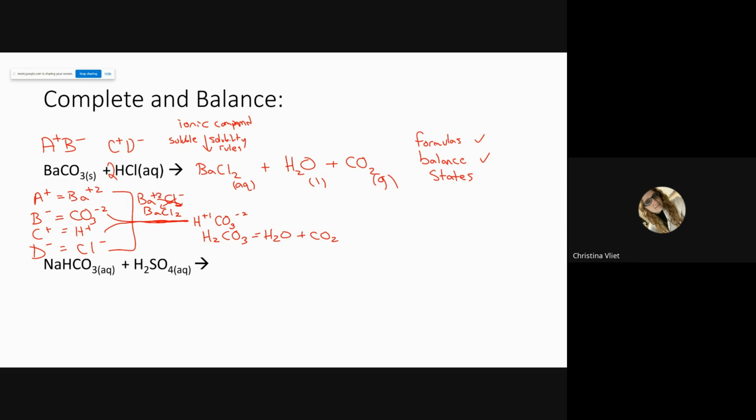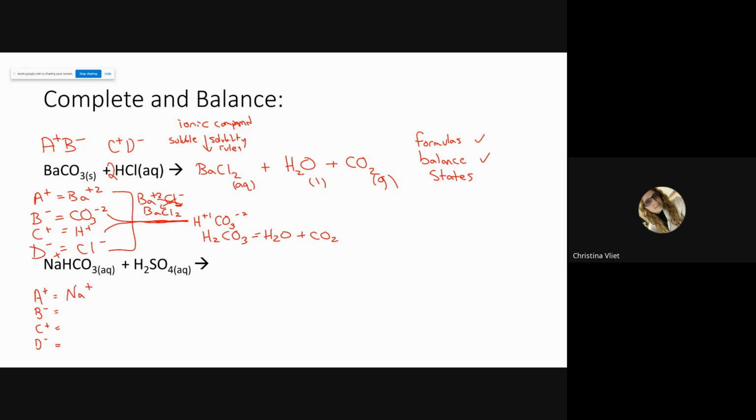What are the ions for the second one? I want to bring this one up because this is something I'll be giving you in the lab, and I don't want you to get confused there, so I want to show you an example of it first. What are our ions here? What is our A plus? What is our positive ion? It's Na, right? Na plus. So A plus is Na plus.